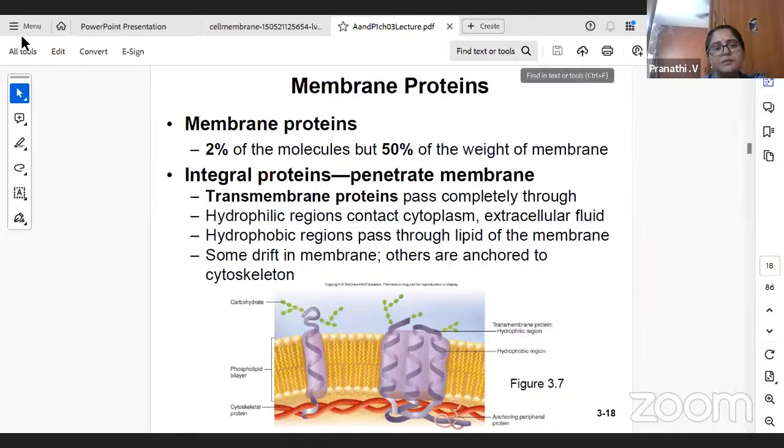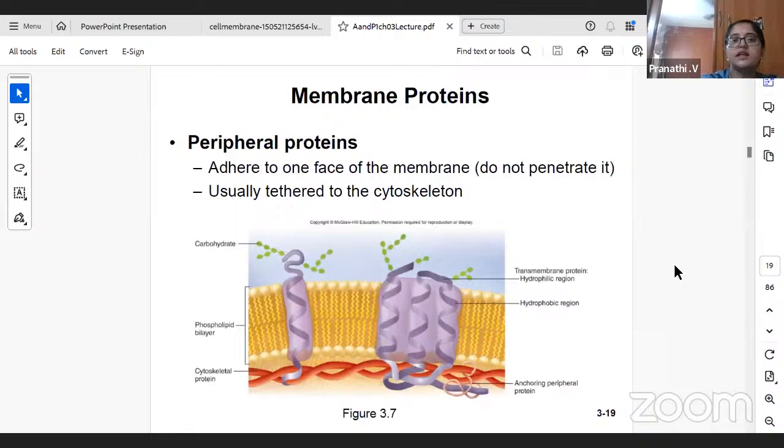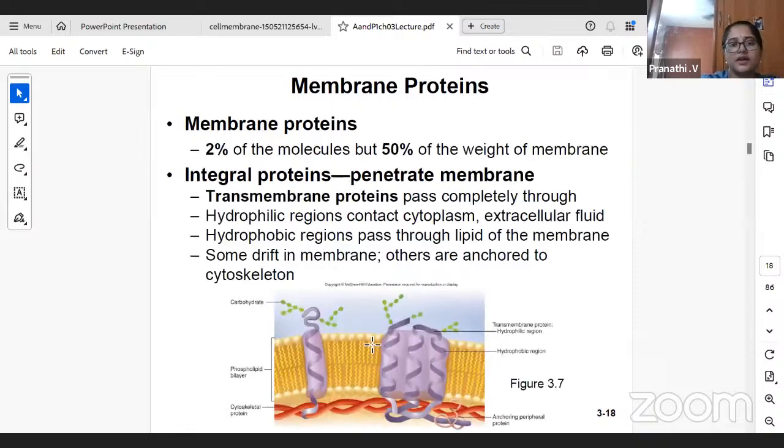When it comes to the membrane proteins, it is around 2% of the molecules that are present. Percentage-wise it is the amount of the molecules that are present, but they weigh a lot. That is around 50% of the membrane weight, the membrane proteins. What are they? Integral proteins. So in this again, you have the transmembrane proteins, like I told you, like you can see over here, okay, just a basic picture.